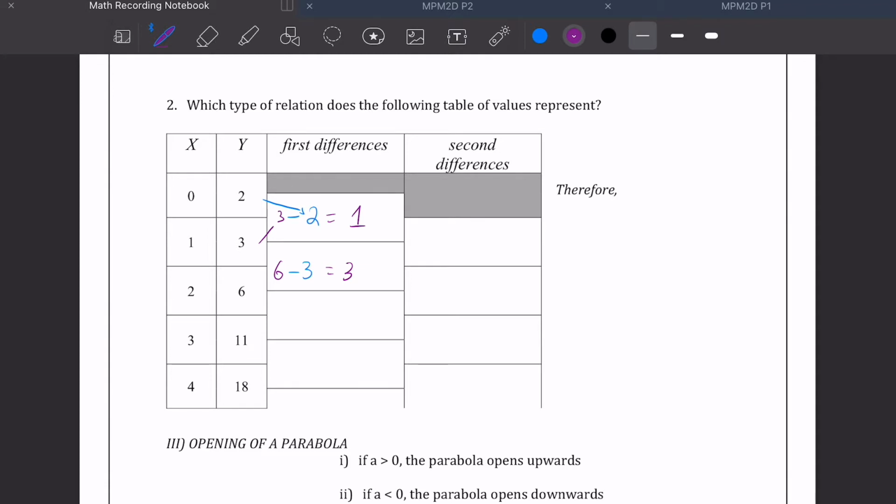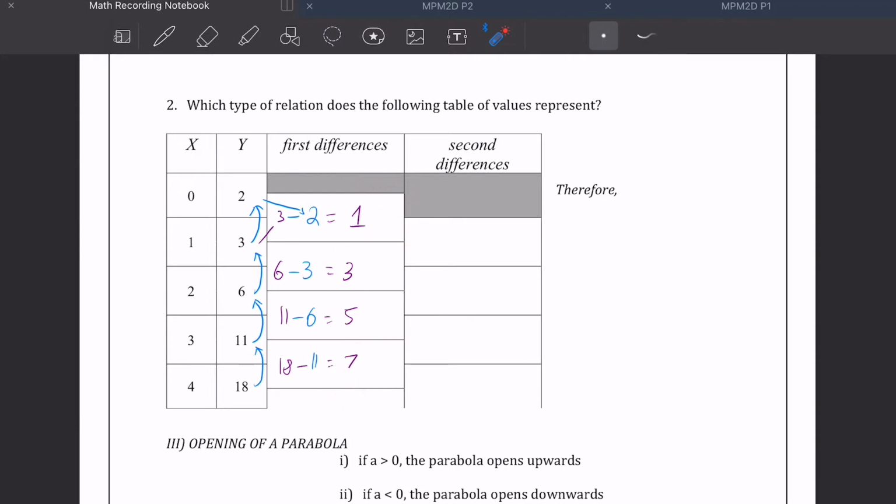We're going to take this guy here. You can kind of see how we're going this one, subtract this one, then subtract from that one. So here we're going 11 and we're subtracting 6. So 11 minus 6 gives us 5. Next one, going with 18 minus 11, because we're taking this one and subtracting the previous, and that's going to give us 7. So if we're looking at these here, these aren't constant.